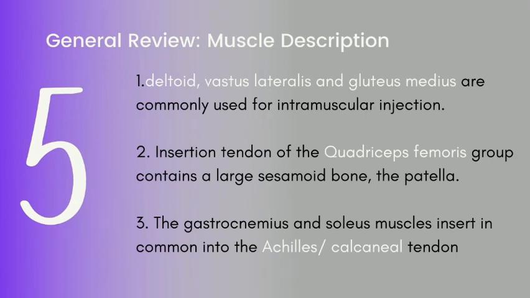So number 1, deltoid, vastus lateralis, and gluteus medius are commonly used for intramuscular injection.